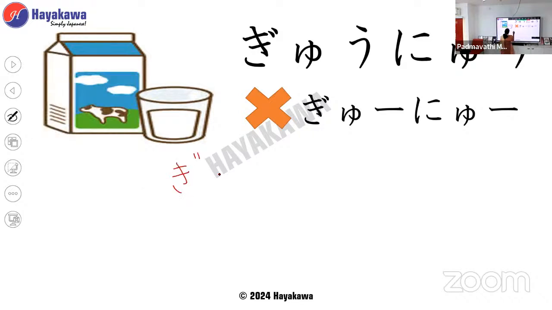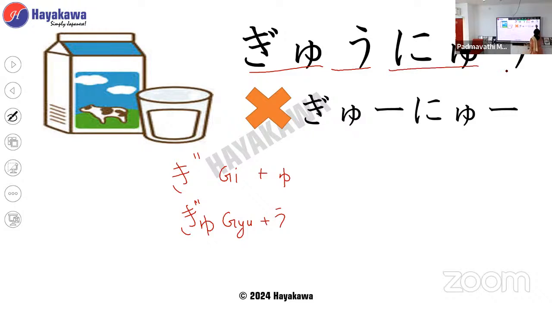Key with 10 gives you gi. Gi with you gives you gyu. Plus one u gives you gyu. So gyu, you. Very good.